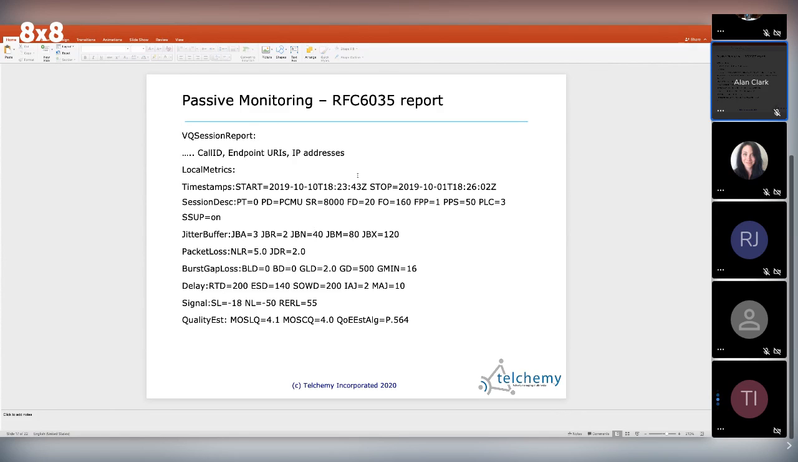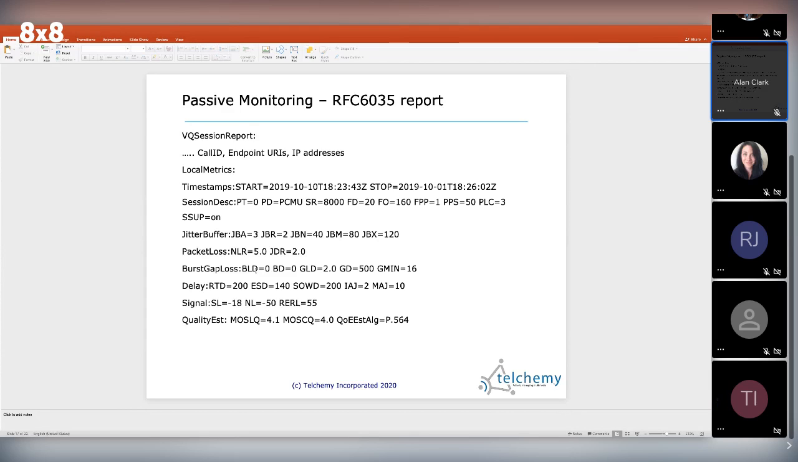This contains the timestamps, start and stop of the call, and the session description information, which tells you things like the codec, the sample rate that was being used, frame size, and that kind of thing. The jitter buffer parameters: in this case, the nominal jitter buffer size was 40 milliseconds. And then the packet loss rate. NLR stands for network loss rate, so these are packets dropped by the network. And JDR stands for jitter buffer discard rate. This meant that 2% of the packets were discarded because of jitter.